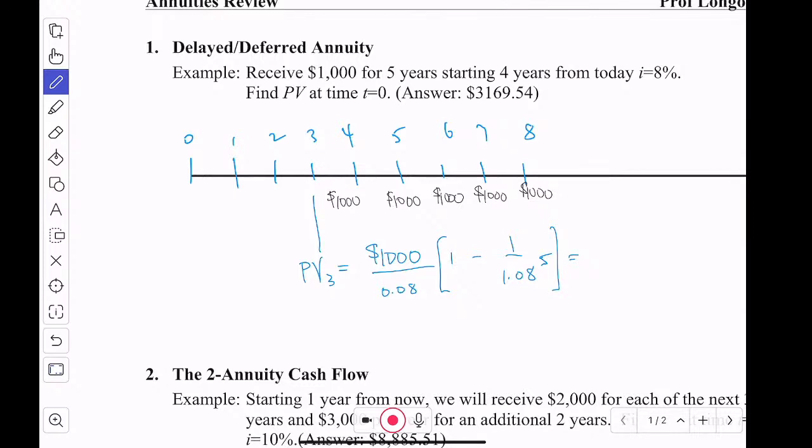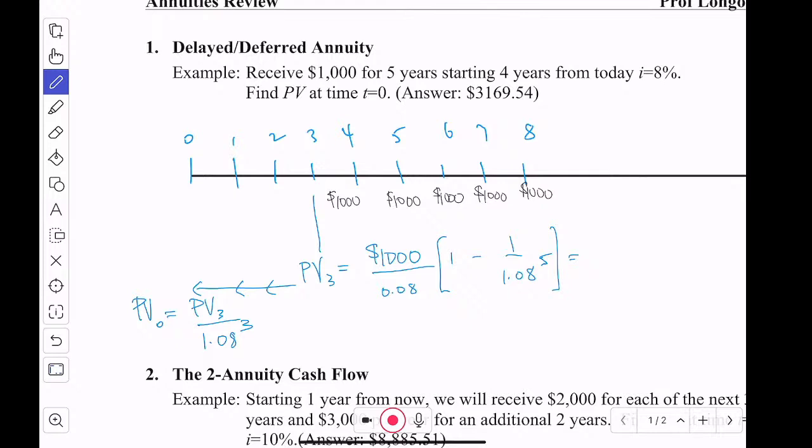And then the next part is to find the value at time 0. That would be the present value of this annuity starting in year 4, but discounted for 3 periods to get me back to today. So I need the value at time 0, so this needs to be discounted 3 periods. So that is my approach. Those are my formulas. That's all I have to write on my test.